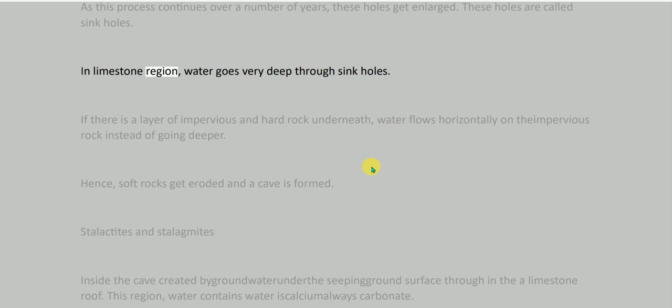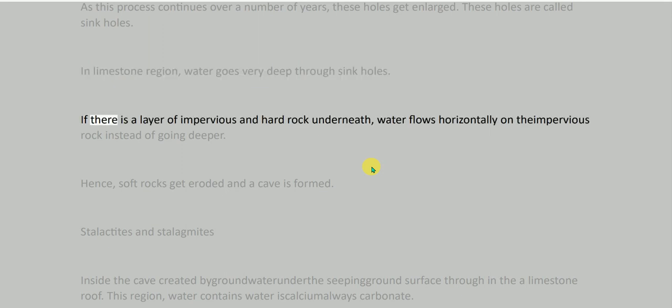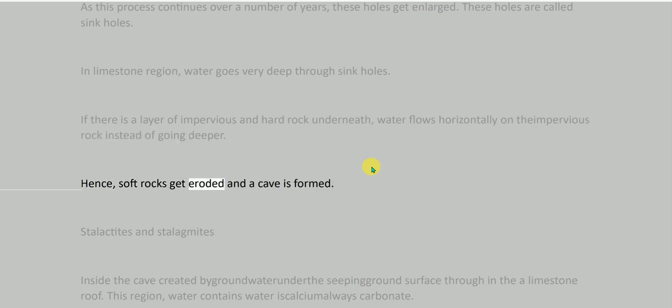In limestone regions, water goes very deep through sinkholes. If there is a layer of impervious and hard rock underneath, water flows horizontally on the impervious rock instead of going deeper. Hence, soft rocks get eroded and a cave is formed.